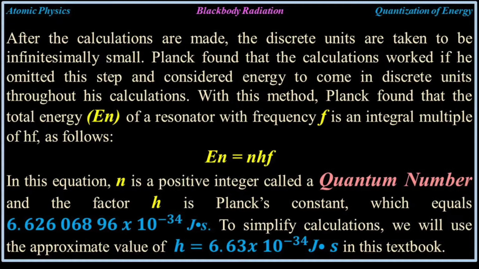In this equation, n is a positive integer called a quantum number, and the factor h is Planck's constant, which equals 6.62606896 times 10 to the negative 34th joule seconds. To simplify calculations, we will use the approximate value of h equals 6.63 times 10 to the negative 34 joule seconds in this textbook.